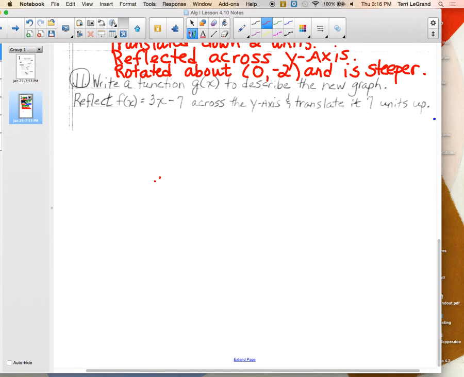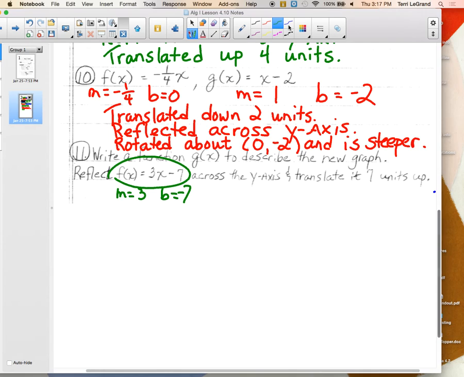Okay, why don't you go ahead and see if you can do number 11 on your own. See what happens. Let's see what function you get. Write a function g of x. Your function should be called g of x to describe the new graph. The graph of f of x is given to you and they tell you what they want you to do. Kayla, are you done? Okay, you're coming up here to show us what you got. Come on up. Show us what g of x should be.